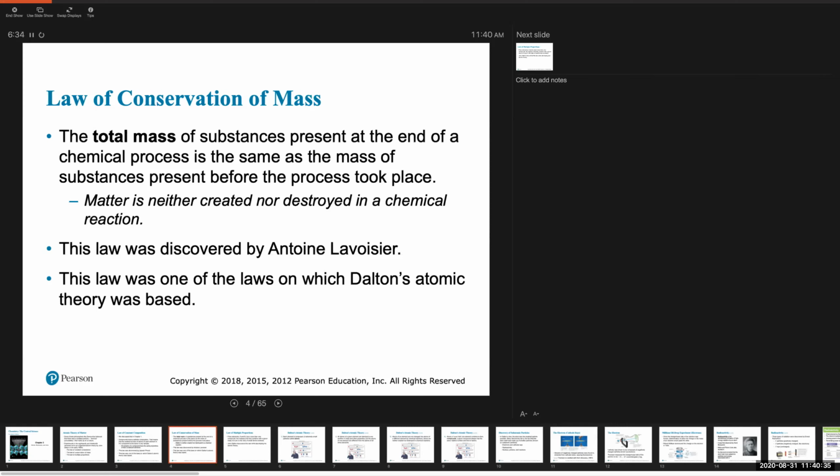And we'll see later when we do things like balancing chemical equations and things like that, that's the basis of all that work, this law, this conservation of mass.